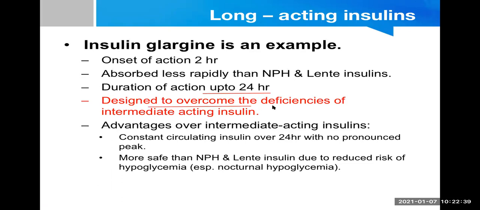It is designed to overcome the deficiencies of intermediate acting insulin because they do not act more than 18 hour. So what about that remaining 6 hour? Then that is covered by long acting insulin. These are the advantages over intermediate acting insulin, like the constant circulating insulin is available over 24 hour with no pronounced peak, and it is more safe than NPH and Lenti solution due to a reduced risk of hypoglycemia, especially the nocturnal hypoglycemia. And what is the reason for this? Because there is no pronounced peak. Throughout 24 hour, it has got constant level of insulin. And this is important one.